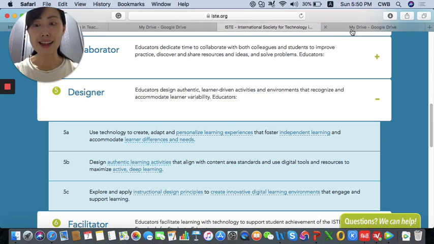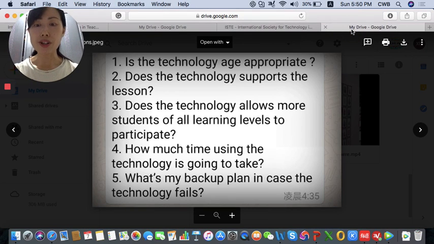In addition, at last, our cohort members discussed items that can guide our own technology-enabled lesson plans. And here is the checklist of 5 questions we all agreed. I'm sure I will keep these 5 questions in mind whenever I integrate technologies into my own lesson plans in the future.